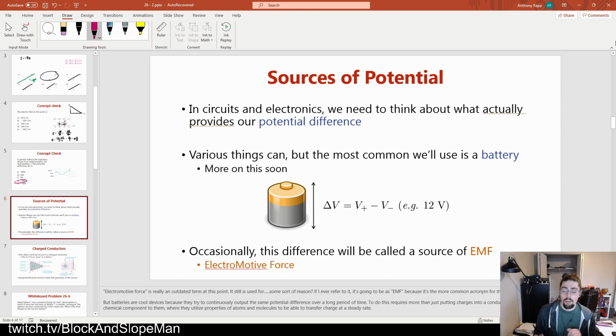EMF. So most of the time you'll see this as just an abbreviation of a source of EMF. We don't often call it by its full proper name. We just say EMF or potential difference. I like potential difference the most, but EMF is probably just kind of deep-seated at this point. So, for example, like a car battery would have 12 volts or something else. There's all sorts of fun things that go into this. But we'll be using these sources of EMF plenty, right?